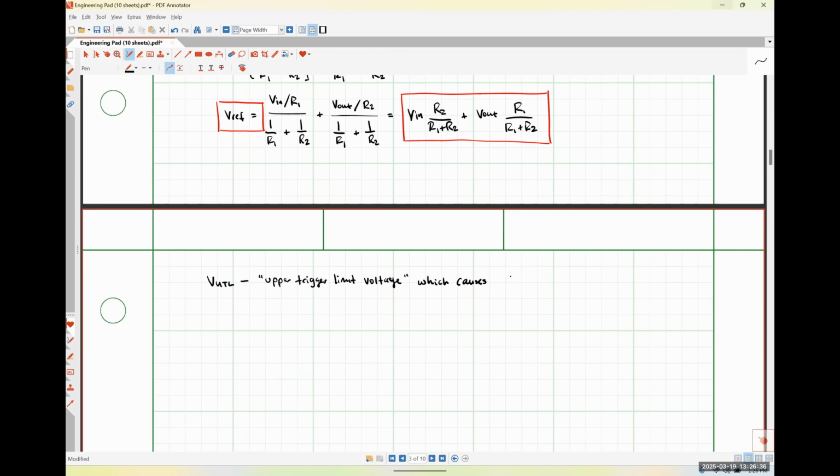Which causes V out to change from VCC minus to VCC plus. And then the LTL is going to be our lower trigger limit voltage.